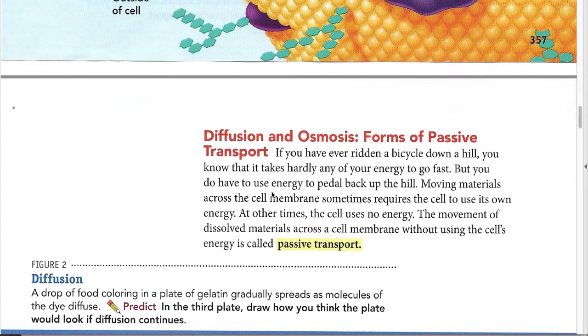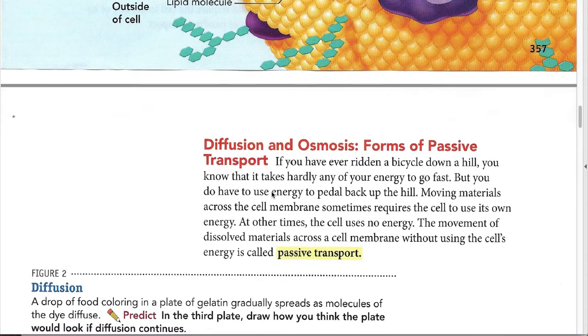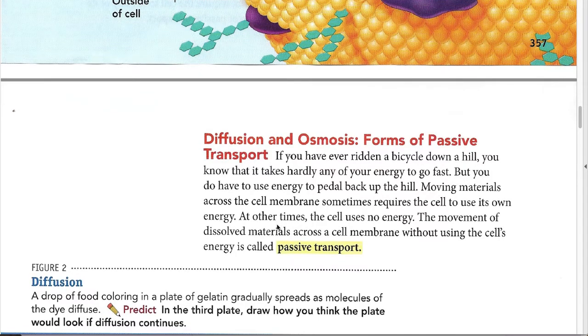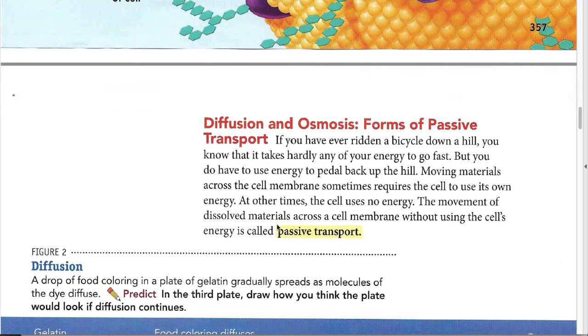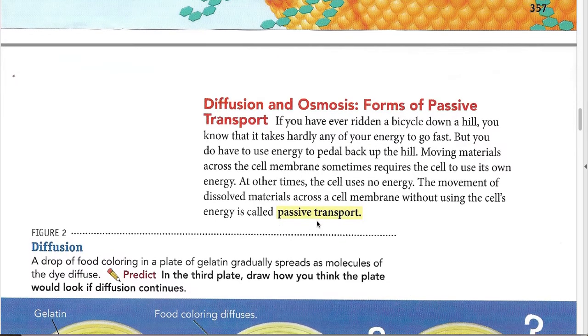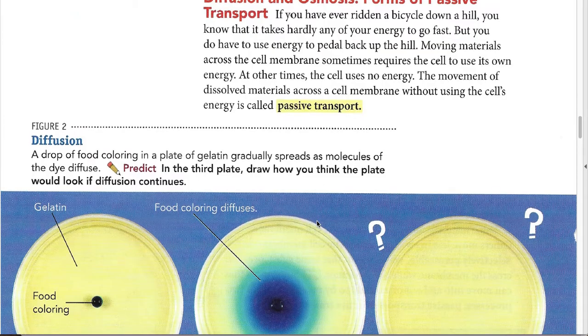Diffusion and osmosis, forms of passive transport. If you've ever ridden a bicycle down a hill, you know that it takes hardly any of your energy to go fast, but you do have to use energy to pedal back up the hill. Moving materials across the cell membrane sometimes require the cell to use its own energy. At other times, the cell uses no energy. Movement of dissolved materials across a cell membrane without using the cell's energy is called passive transport.